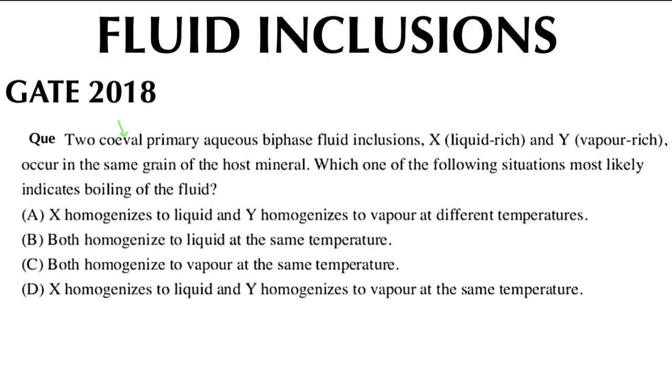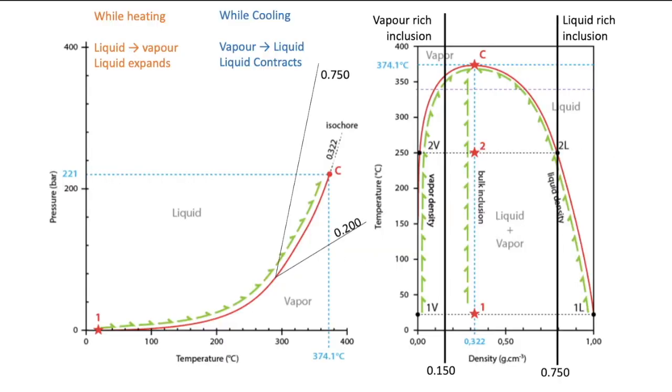Now coming back to the question, it says these are two coeval primary aqueous biphase inclusions. Coeval means they are forming at the same time, and the inclusions formed are liquid rich and vapor rich. That means there was liquid and vapor at that point, meaning it was boiling. At that time, one inclusion has a vapor rich component and one inclusion has a liquid rich component. But because they are forming at the same time in the same mineral and in the same grain, it has to be the same point on the boiling curve.